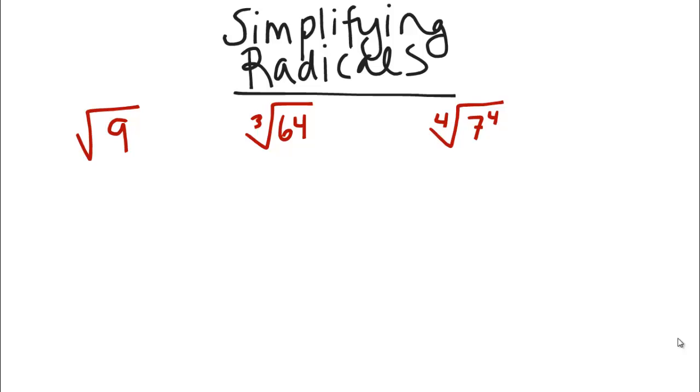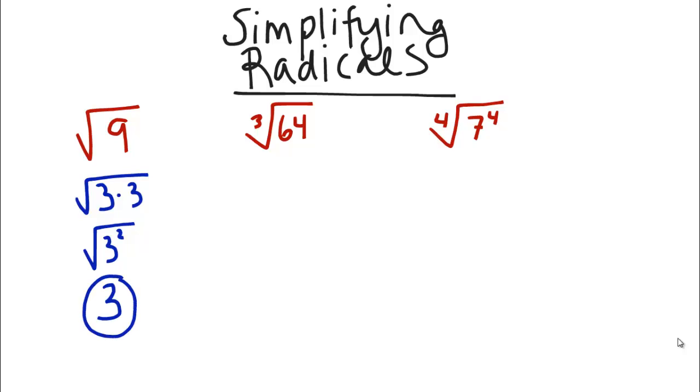Now, what does the square root of 9 mean? That means that we're looking for a number such that when we square it, we get 9. So can we rewrite 9 as something squared? Yeah, 3 times 3. So the square root of 9 is the same as saying the square root of 3 squared. Since 3 squared equals 9, we know that the square root of 9 is now 3.